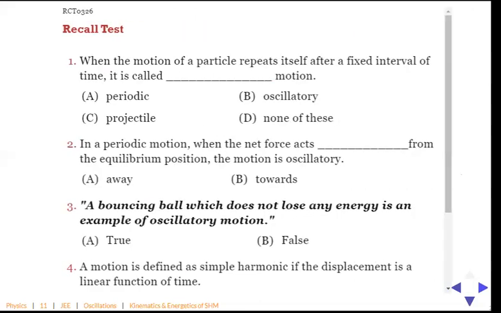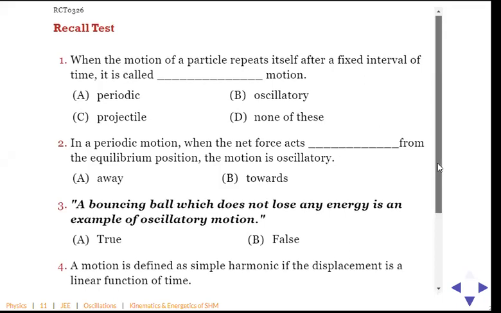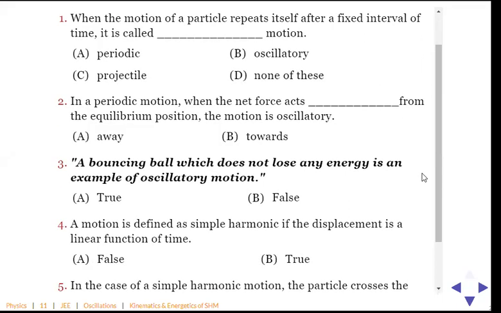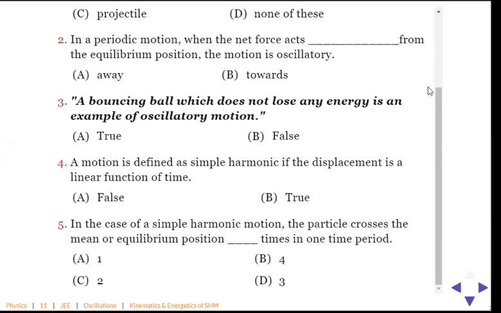Now, let's see the pre-reading or recall test. First question: when the motion of a particle repeats itself after a fixed interval of time, it is called dash motion. Periodic, very good. Second, in a periodic motion, when a net force acts dash from the equilibrium position, the motion is oscillatory. Towards, very good.